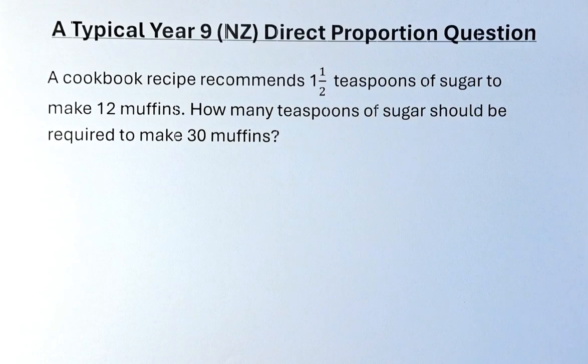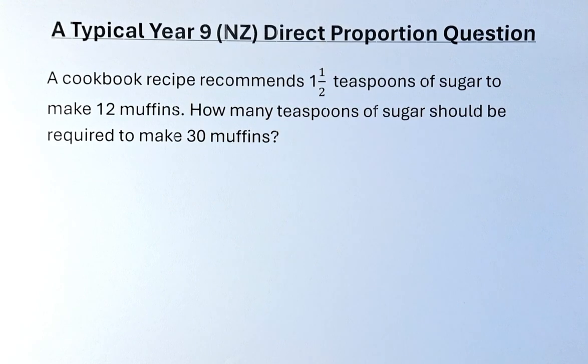A cookbook recipe recommends 1.5 teaspoons of sugar to make 12 muffins. How many teaspoons of sugar should be required to make 30 muffins? This is a direct proportion because as one amount increases, the other amount increases. So the more muffins you make, the more teaspoons you need to have. So to do that, let's start.